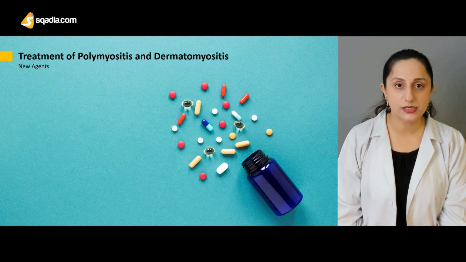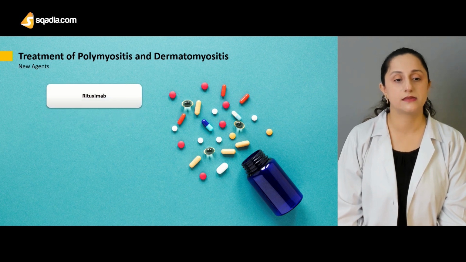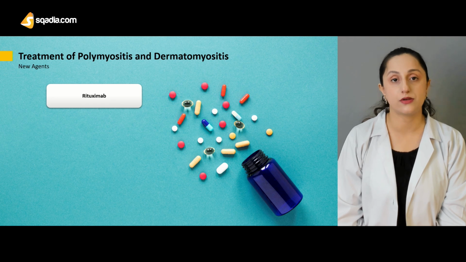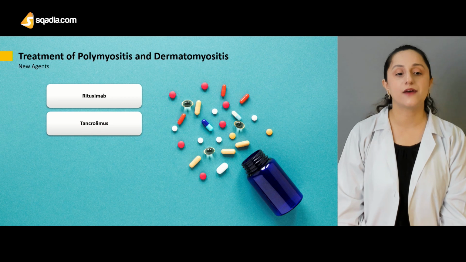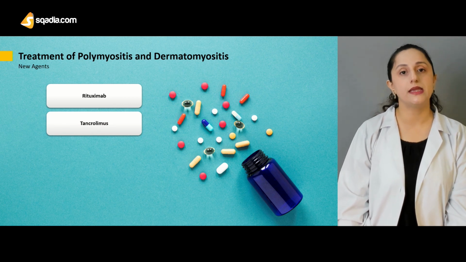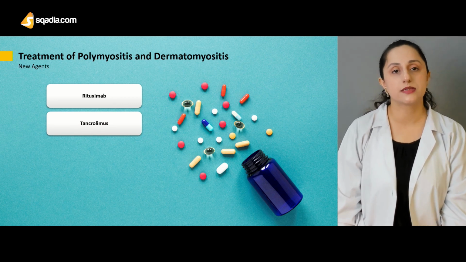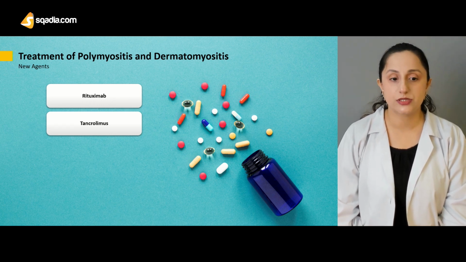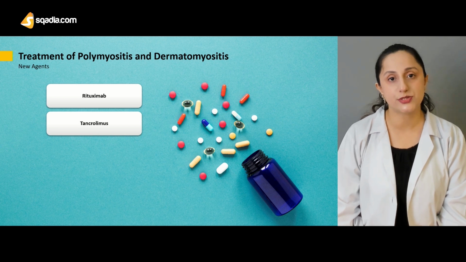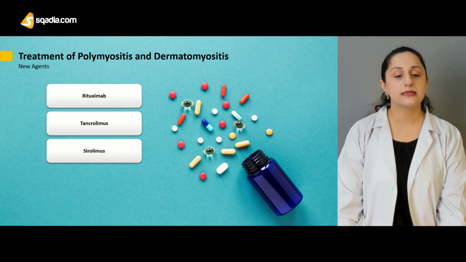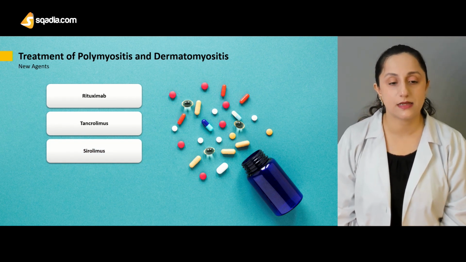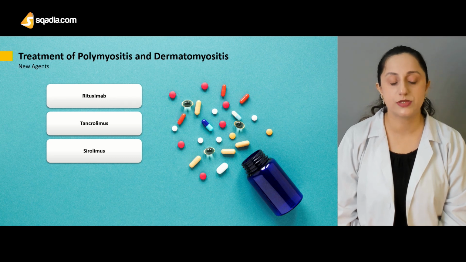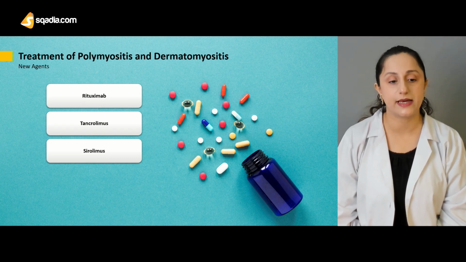A lot of newer agents are also being used, and they have proven to be quite fruitful in a lot of cases. Namely, we have rituximab. Then we have tacrolimus. Most of these drugs are anti-cancerous drugs, and they have proven to be very good, and the prognosis is very good in a lot of patients. So you can try these new agents as well. As well as we have sirolimus. It's another drug which can be used as a part of newer treatment plans.